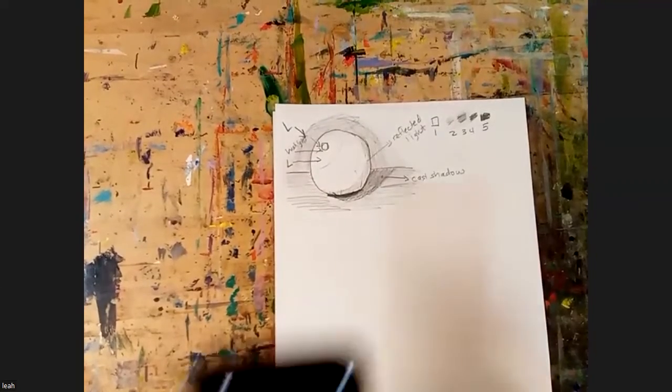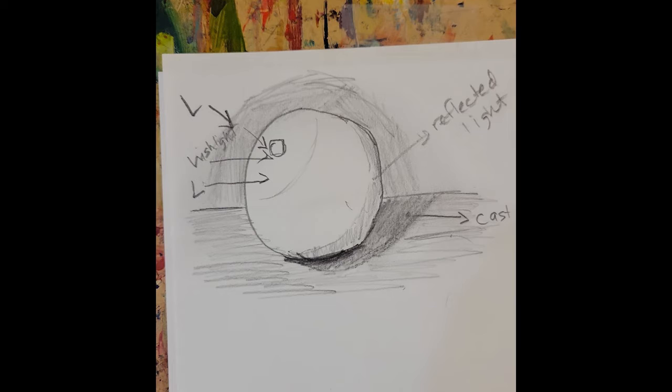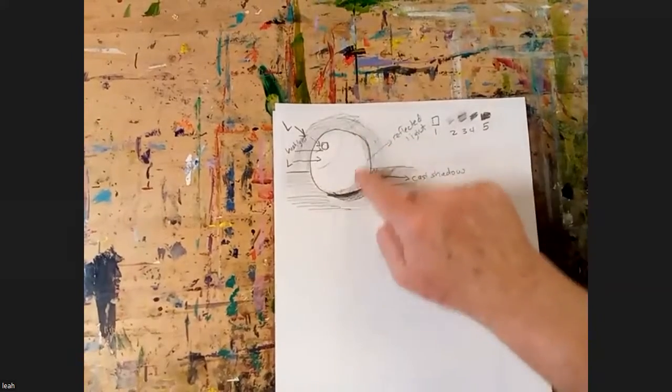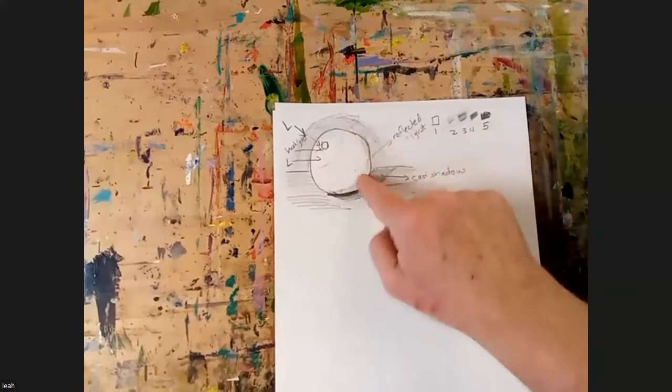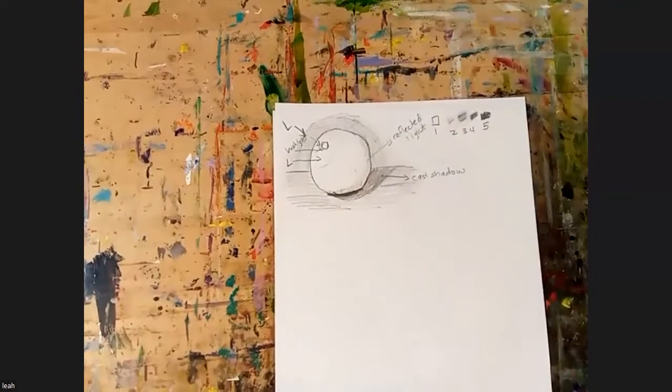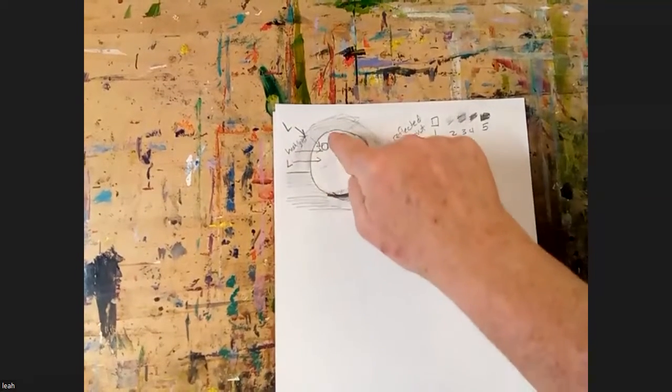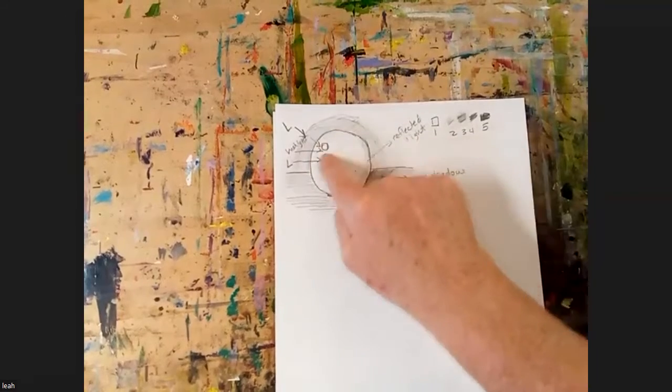Here. I'll take a picture of this so you can really see it. There we go. So there's this little kind of crescent right before the edge of the light turns away. That's reflected light. So we have just added in, sort of identified our highlights, our light area.